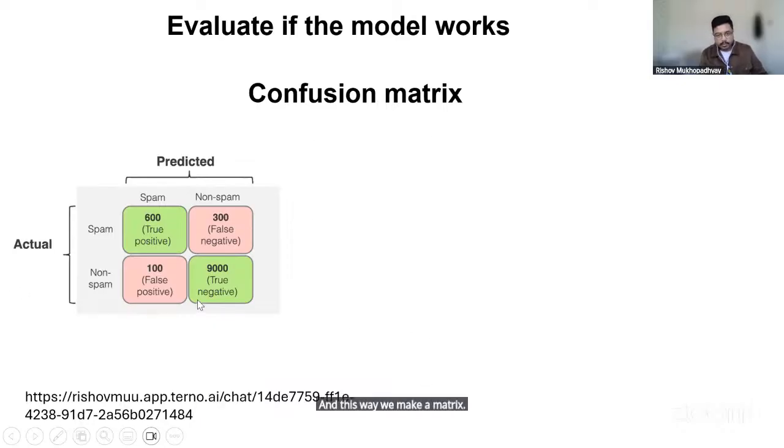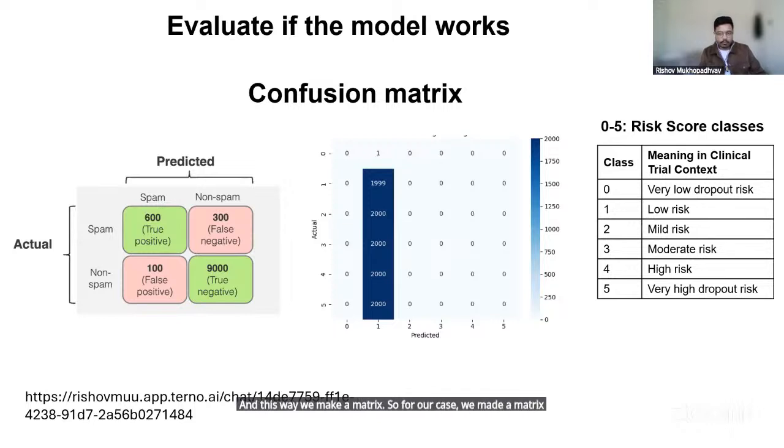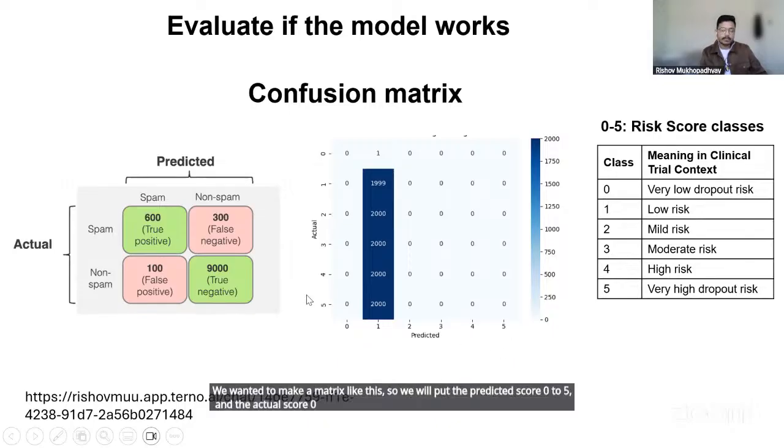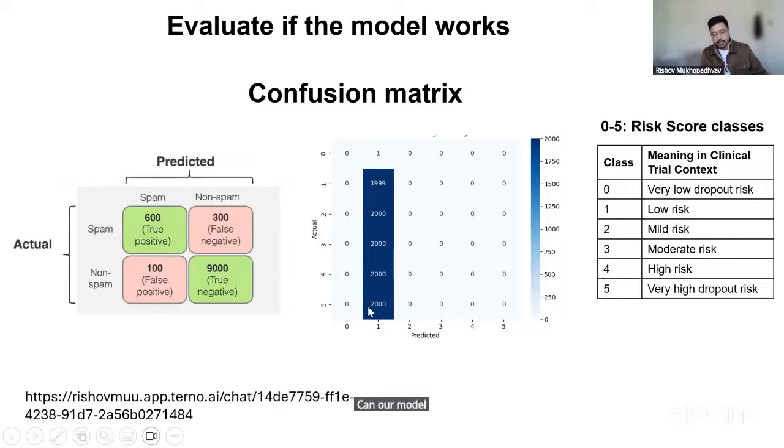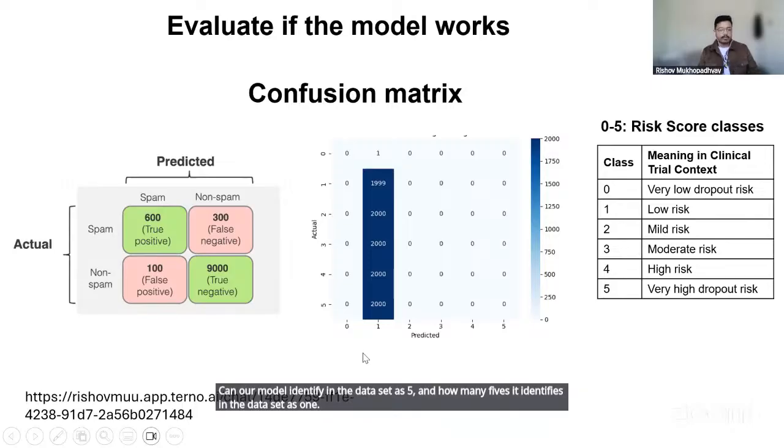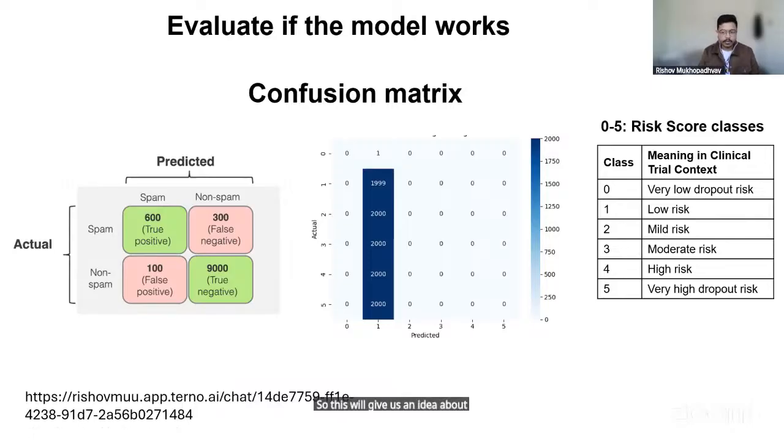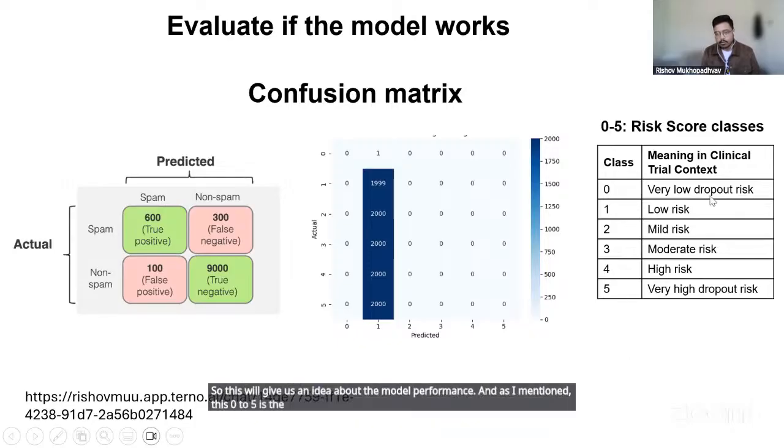So for our case, we wanted to make a matrix like this. We will put the predicted score 0 to 5 and the actual score 0 to 5. And we will see how many fives our model can identify in the data set as 5, and how many fives it identifies in the data set as 1. So this will give us an idea about the model performance. And as I mentioned, this 0 to 5 is the risk score. 0 is very low, 1 to 3 is low to moderate, and then we have high risk and very high risk at 4 to 5.